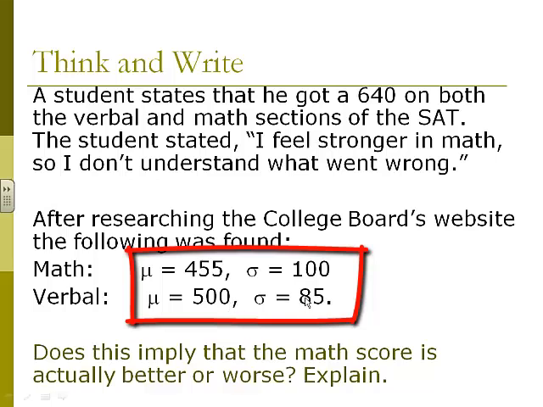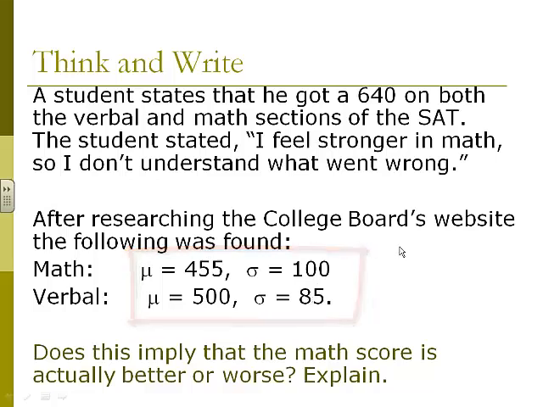Well, notice that the mean for the math was 455, and the mean for the verbal was 500 with a different standard deviation. Remember from previously, from what we did in class, we talked about standardized scores. So on the math, if he got a 640 minus an average 455 divided by a standard deviation of 100, let's calculate his standardized score. So I'll get my calculator out. 640 minus 455 divided by 100, and I get a z-score of 1.85. So he's 1.85 standard deviations above average.